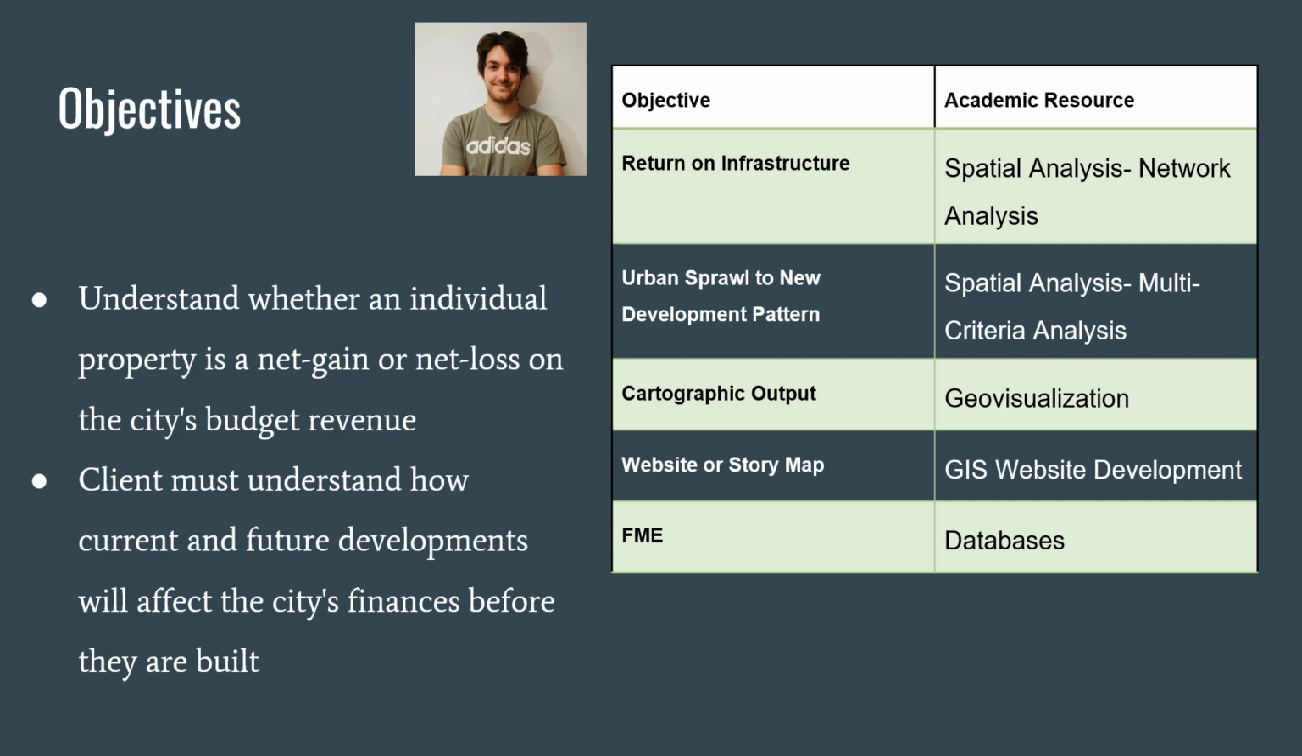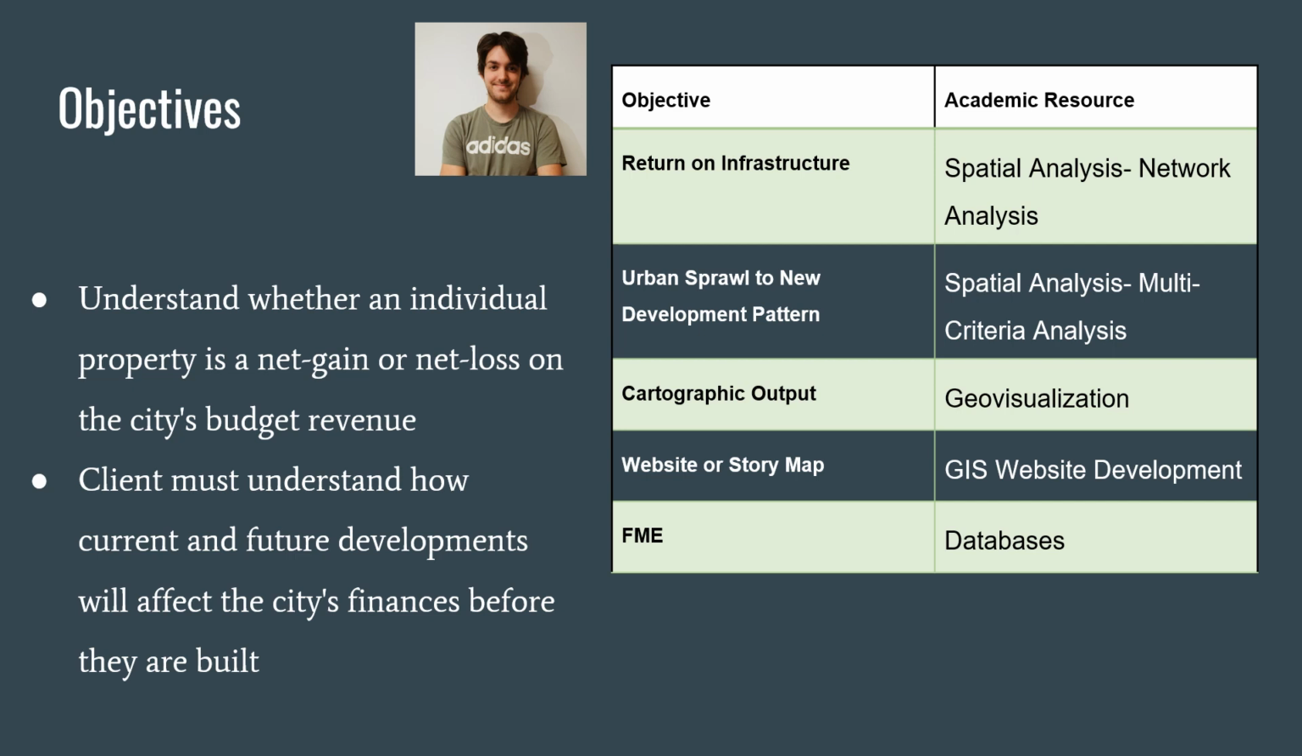The goal of this project is to take multiple factors into consideration to gain an understanding of various infrastructure costs, and to take into account the impact of infrastructure costs in connection with urban sprawl and in comparison to new or traditional high-density development styles. The client must understand how current and future developments will affect the city's finances before they are built, and wants to learn how to use various land use types sustainably.